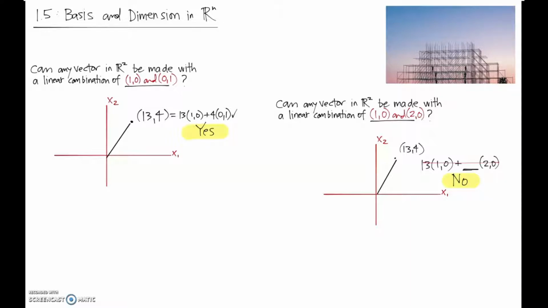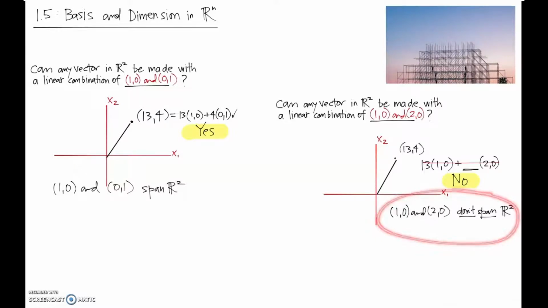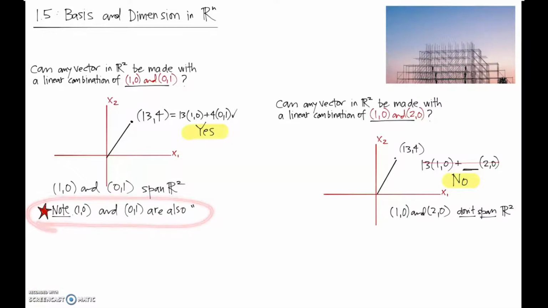And so we've seen this word before, but we say that 1, 0 and 0, 1 span R2. And we say that 1, 0, 2, 0 don't span R2. It wasn't enough. They couldn't build certain vectors. We also are going to say that 1, 0 and 0, 1 are linearly independent. And this is the first time that we've talked about this phrase.